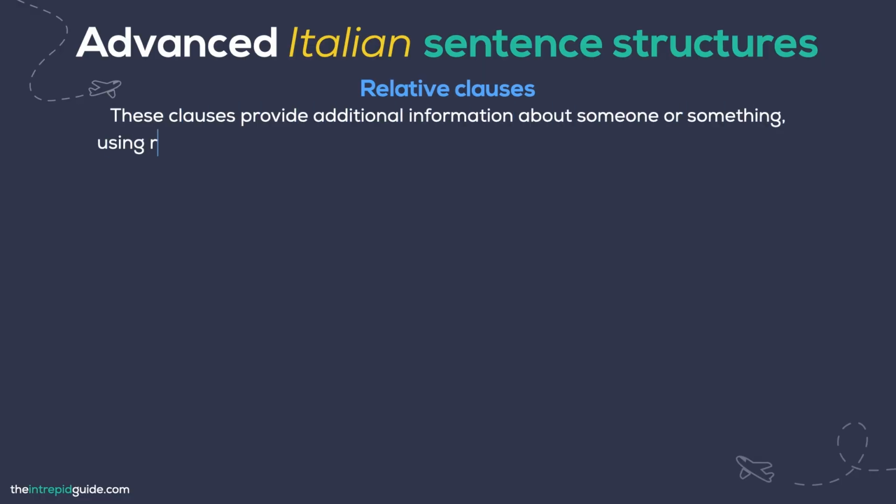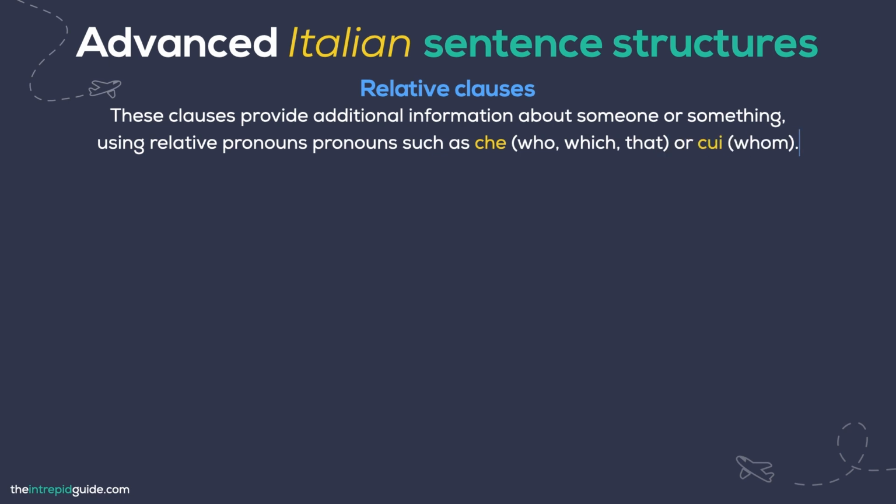Now, to make your sentences more interesting and informative, you'll need to use relative clauses. These clauses provide additional information about someone or something using relative pronouns such as che, who, which, that, or cui, whom. This not only improves sentence flow, but also helps avoid repetition.